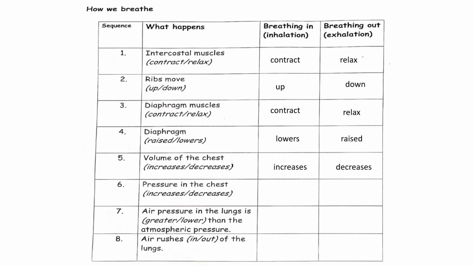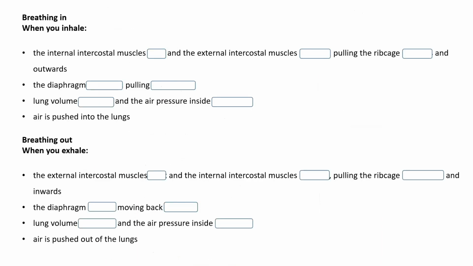This one is the next. The pressure inside the chest decreases at first and increases out, and the air pressure is lower than the atmospheric pressure. Okay, and it is greatest when you exhale out. Air rushes in, and once you exhale, it goes out from the lungs.